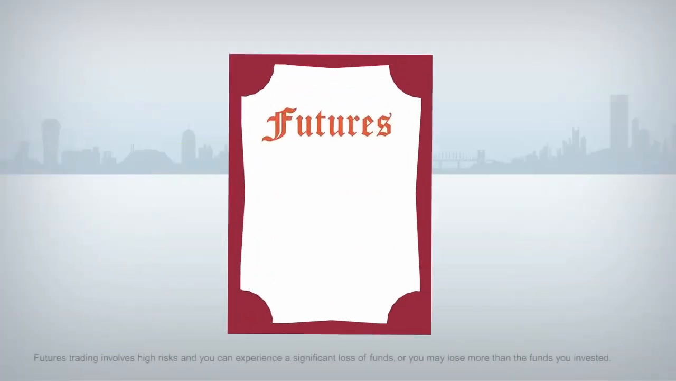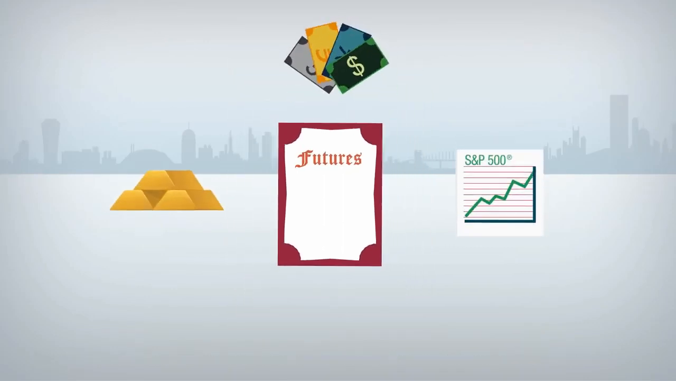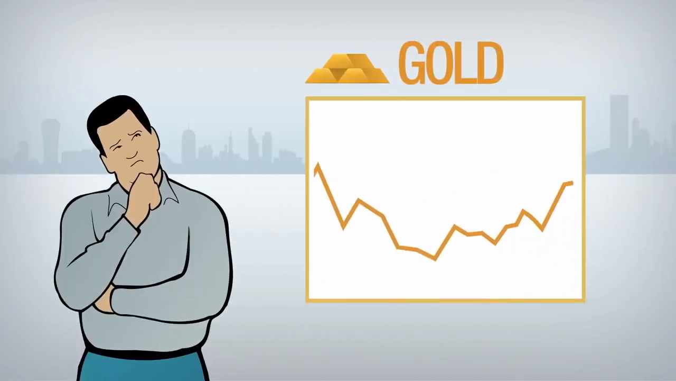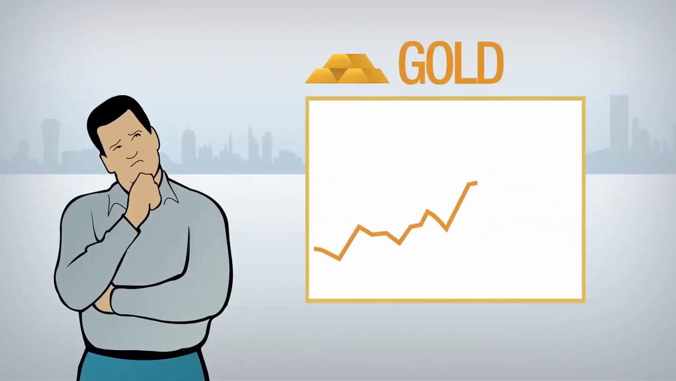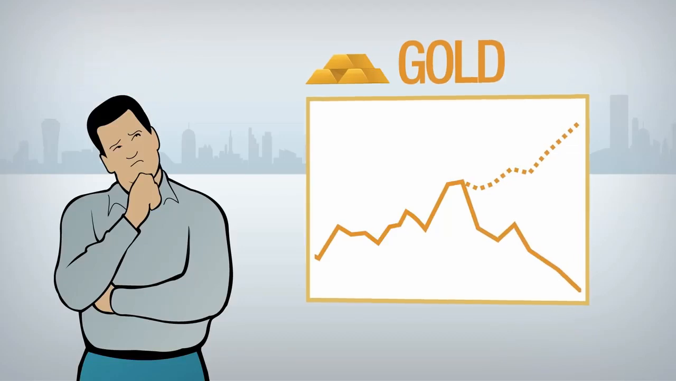A second use of futures contracts is to allow traders to speculate on the price movement of commodities, currencies, stock market indices, and other assets. For example, consider the fluctuations in the price of a commodity like gold. A futures trader can potentially profit by correctly guessing the direction that the price of gold will move. But if the futures trader guesses wrong, he can lose his entire investment and more.